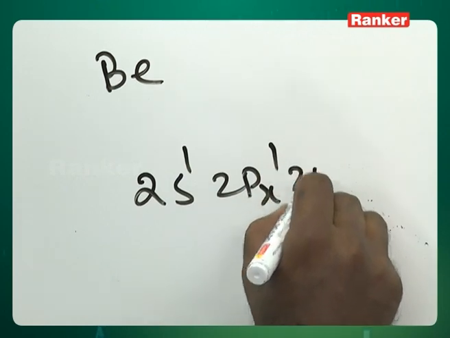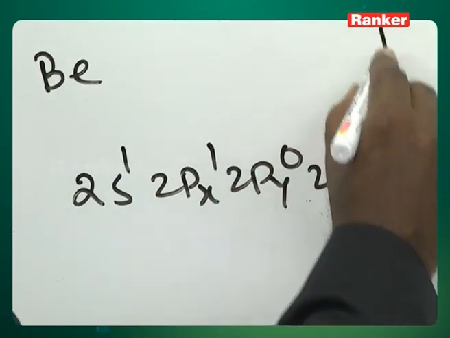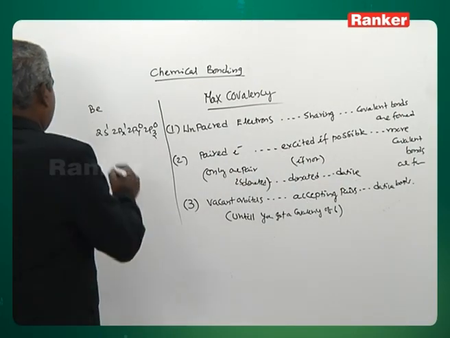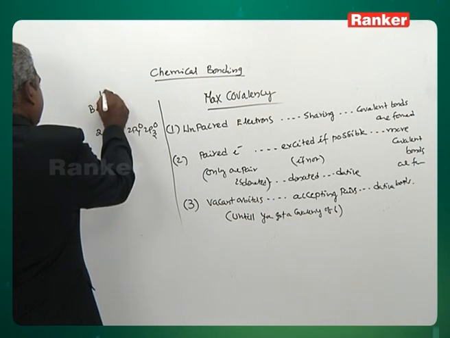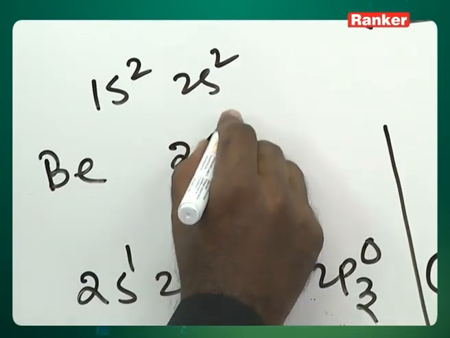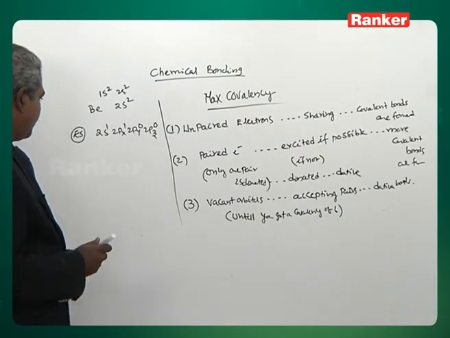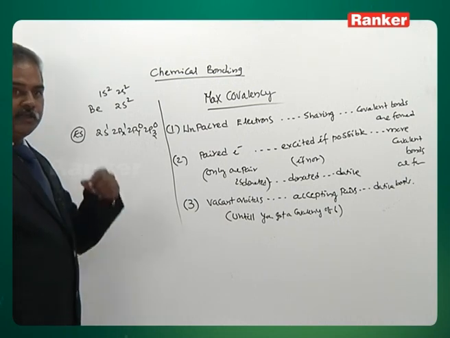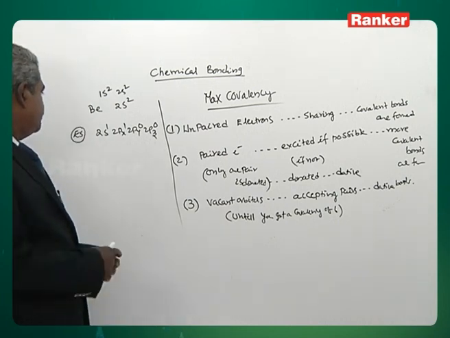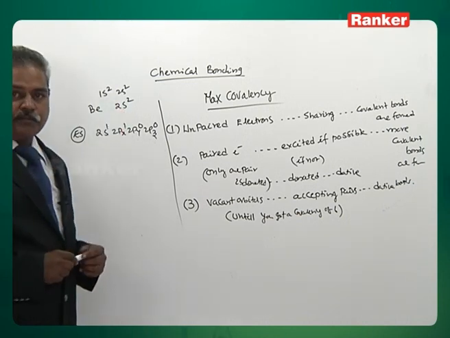The original configuration of beryllium is 1s2, 2s2, and in its ground state it is 2s2. In its excited state it is 2s1, 2px1, 2py0, 2pz0. Look here. Beryllium has just 2 electrons in its outermost shell.